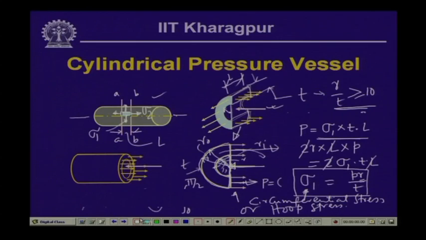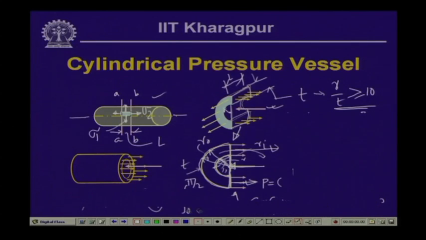Now, if we like to compute the value of the other stress, which is sigma 2, acting in the longitudinal direction, let us take the section shown in this particular figure. Here you see that we have internal pressure acting on this particular surface, and the thin wall is subjected to forces in this form, which is resisting the internal pressure.